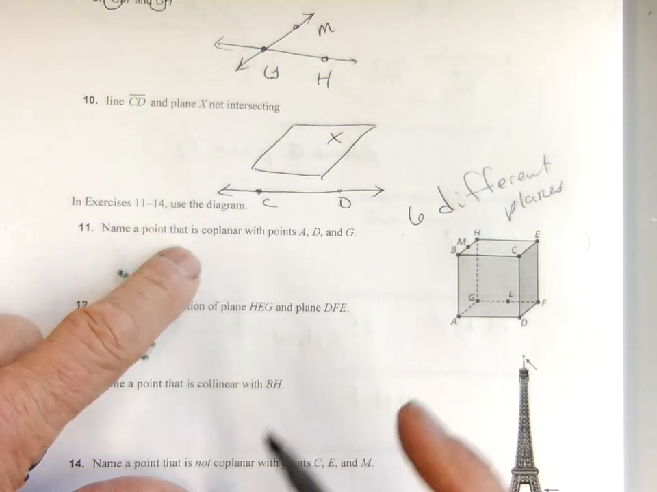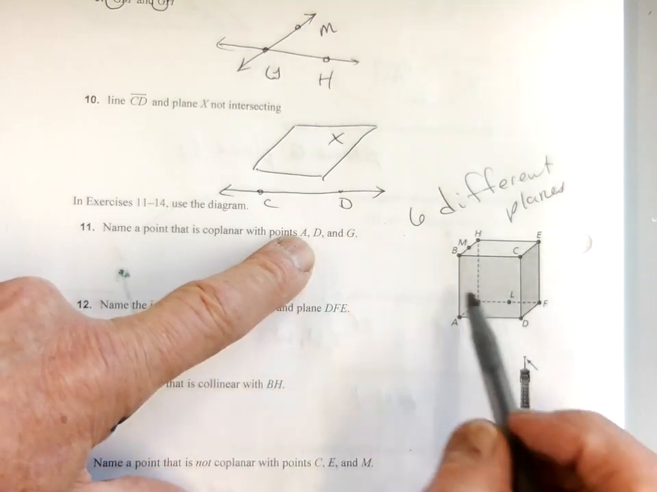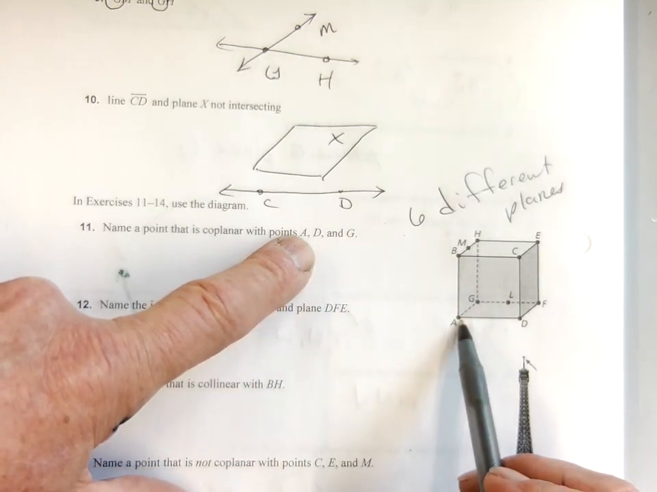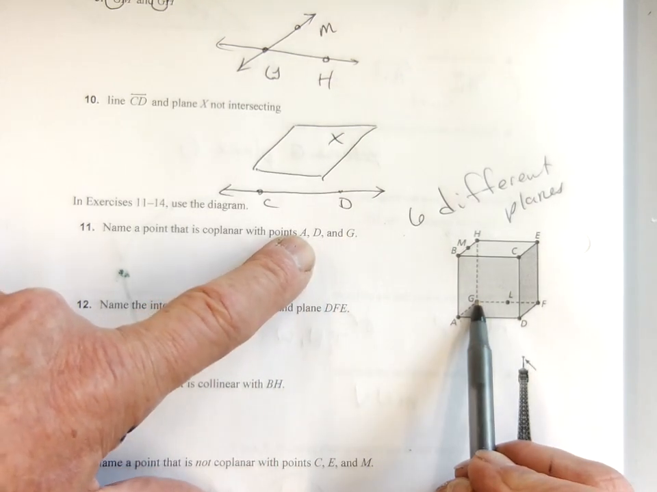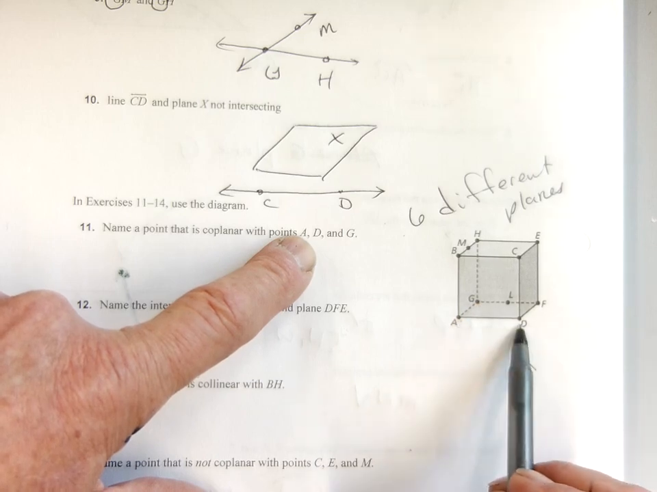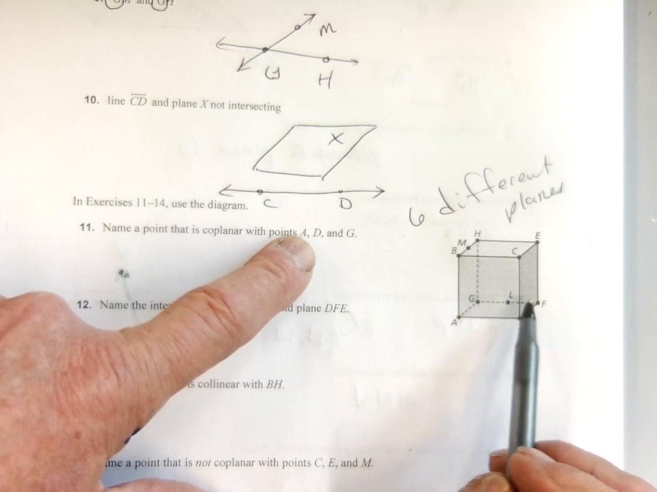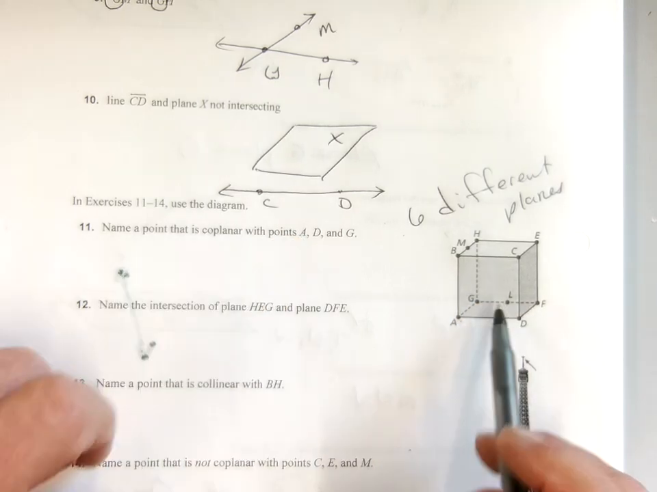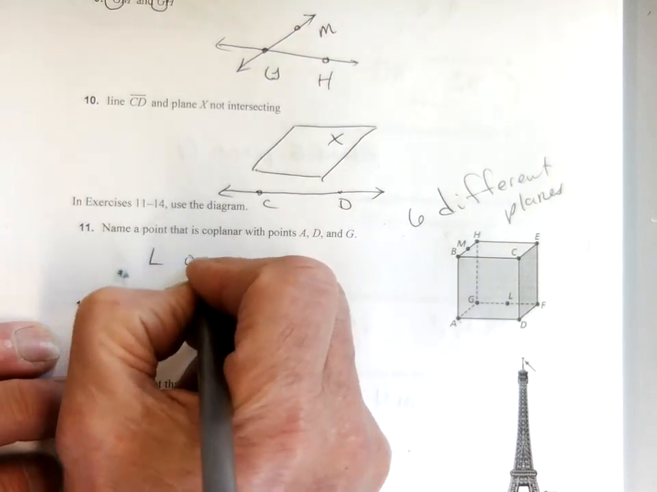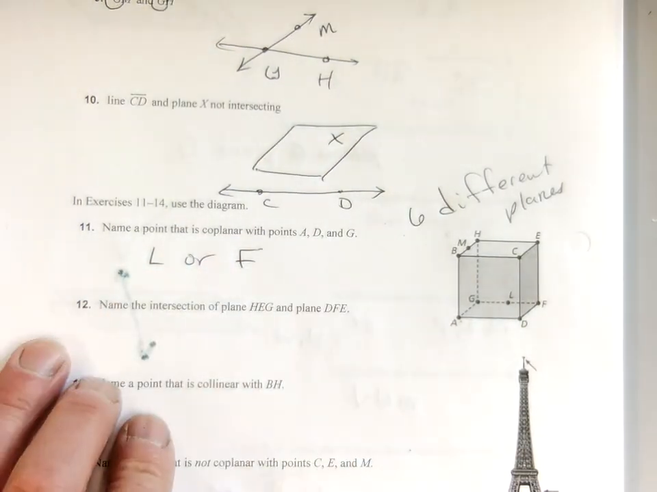So name a point that's coplanar with A, D, and G. What would you say? L. Totally agree. And even F, right? Either one of them. L, I like L. Or even F. Nice job. Okay.